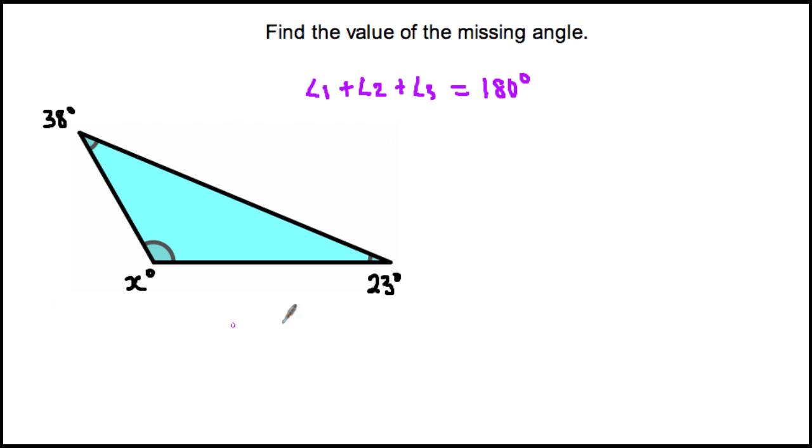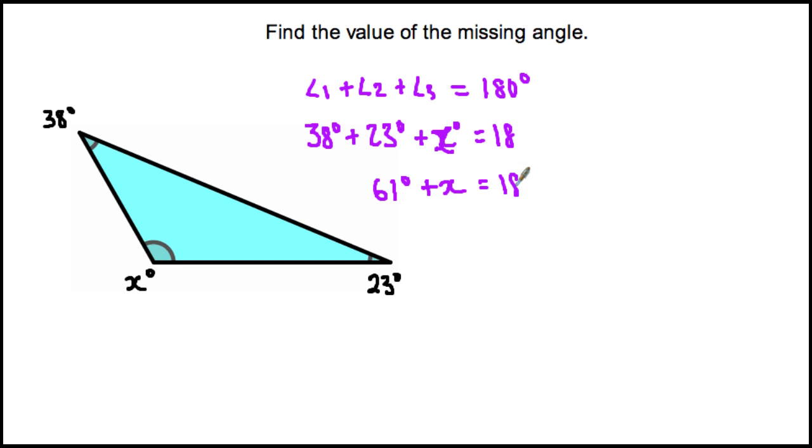So the triangle that we have at the bottom here has an angle measure of 38 degrees, 23 degrees, and x degrees. So the first thing I'm going to do is try to find the value of x. And so to do that, I'm just going to substitute in some values here. I'm going to say angle 1 is 38 degrees plus 23 degrees plus x degrees equals 180. And now I'm just going to do some equation solving like I did before. 38 plus 23 is 61 degrees plus x equals 180 degrees.